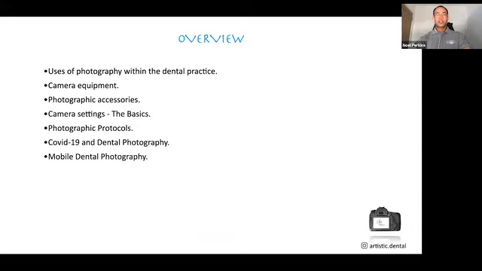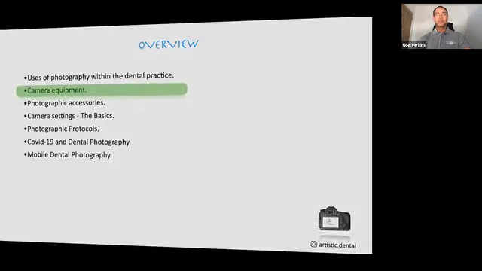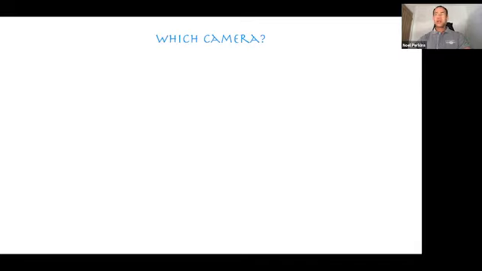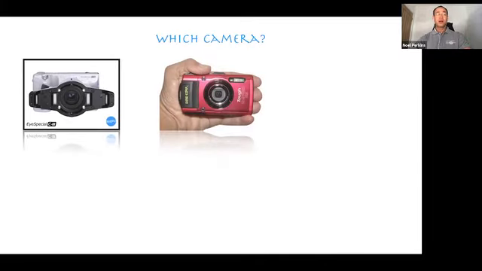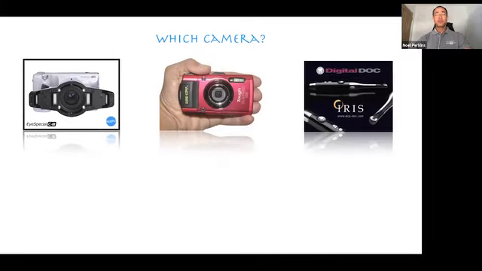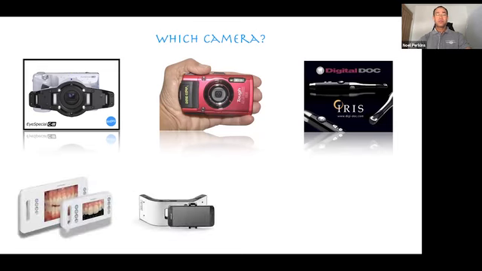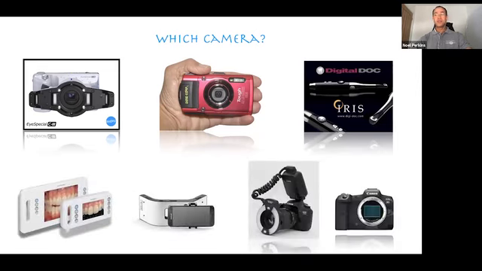Okay, in the next section, it's quite a big section, but we're looking at camera equipment. So there's many, many options out there. We've got compact cameras, we've got intraoral cameras, we've got smartphones, we've got tablets, we've got digital SLR, mirrorless cameras. Which one of these should we choose?